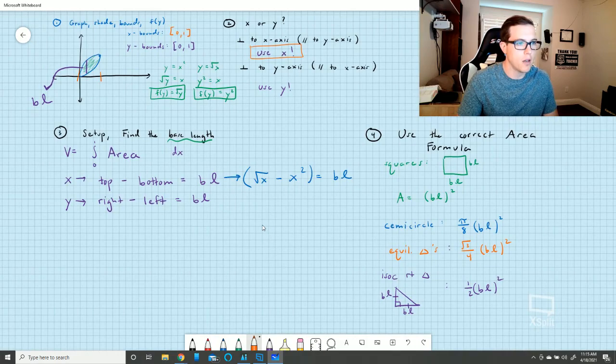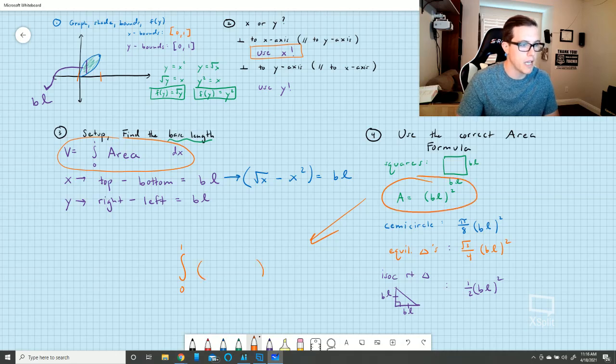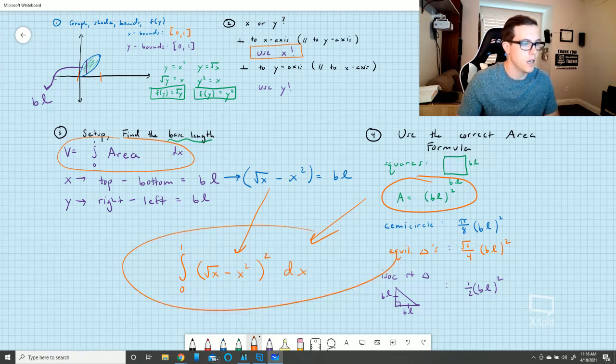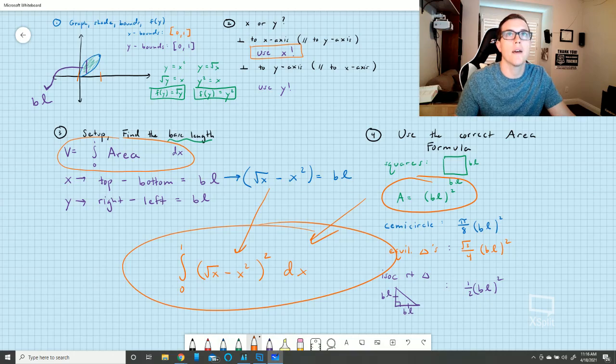So the last part, I'll come down here so you can see. We had our setup, which was right here. So we'll bring that back. 0 to 1 of our area. Look at which one we're doing. We're doing squares in this problem. So it is just your base length, which was what we determined in the last step: root x minus x squared dx. Done. That would be the volume of this crazy thing that we found.